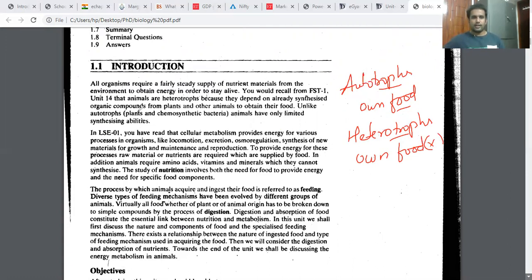With regard to autotrophs and heterotrophs, it is properly written here that heterotrophs depend on already synthesized organic compounds from plants. So an autotroph example is nothing but plants, and a heterotroph example is nothing but us. We also come under the category of animal. Man is a social animal only. We are classified into the kingdom Animalia, the last kingdom of the 5 kingdom classification of Whittaker. Fine, this all we know.